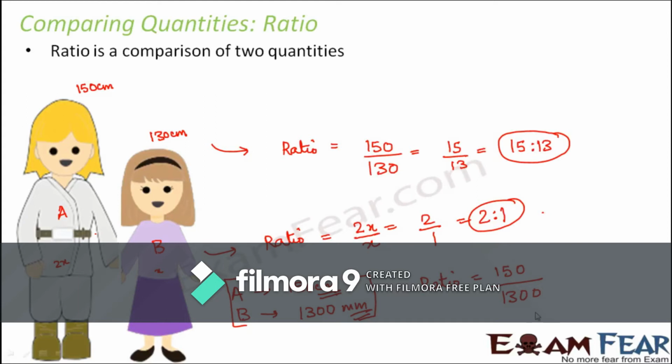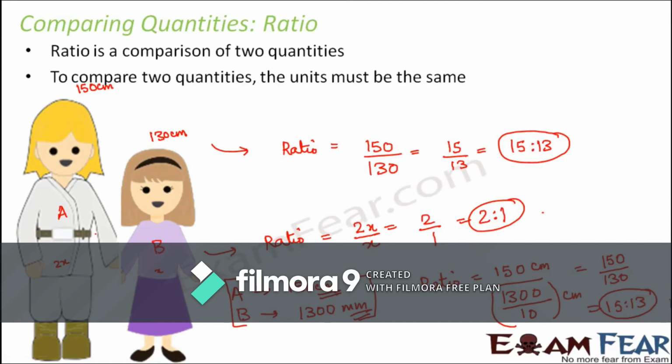So in this case, what we will do is convert one of these into the other unit such that both the heights are in the same unit. Let's say that we try to convert it to centimeter. So 150 is already in centimeter. How will we convert 1300 millimeter to centimeter? By dividing it by 10. So therefore, this will be 150 by 130, which is equal to 15:13. So, very important point: to compare two quantities, their units must be the same.